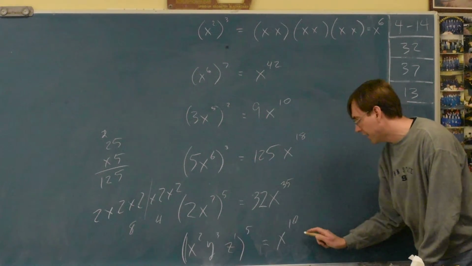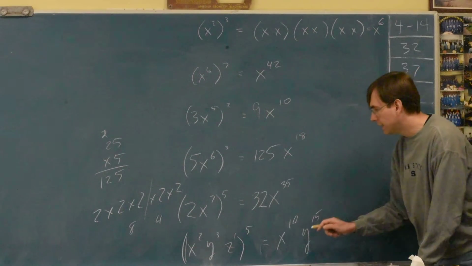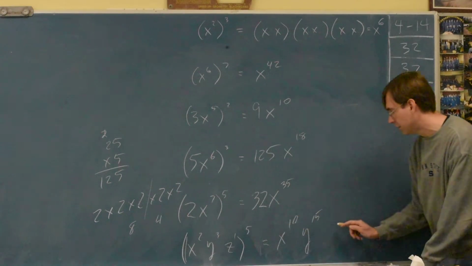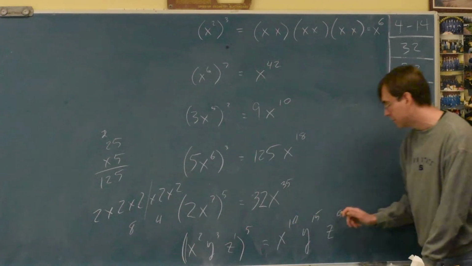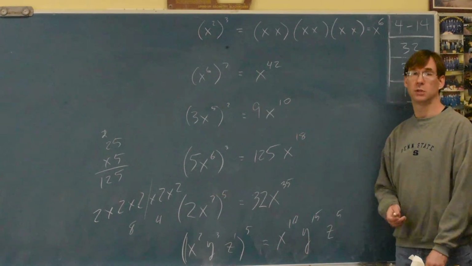2 times 5 is 10. For the y's, we need to get to 15. 3 times 5 is 15. For the z's, we want to get to 5, because 1 times 5 is 5. And that's what today is about.